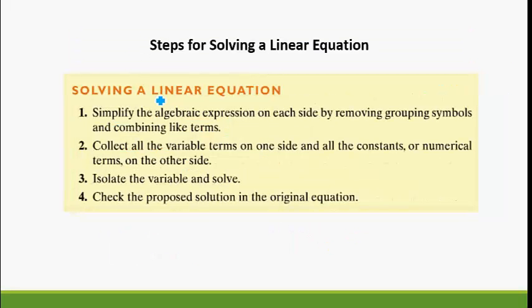When we solve a linear equation, there are 4 steps we're going to take. The first step is to simplify the algebraic expression on each side by removing grouping symbols and combining like terms. This is what we did in the previous section. We combined like terms, we used the distributive property, we simplified as best as we could. Then you're going to collect all variable terms on one side and all the constants or numerical terms on the other side. Isolate the variable and solve.